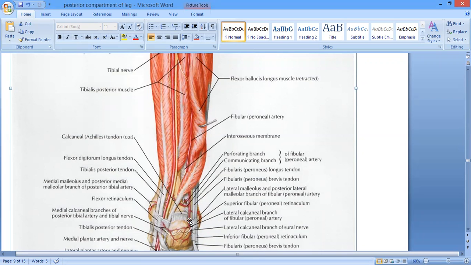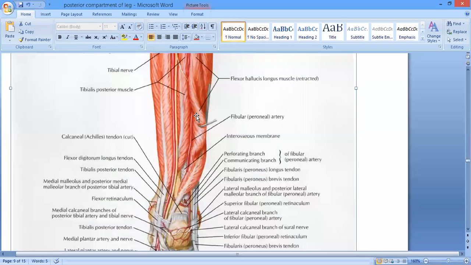It terminates by dividing into a number of lateral calcaneal branches. And of course, these lateral calcaneal branches go towards the lateral aspect of the calcaneum, and supply the skin and the structures of the lateral aspect of the calcaneum, and take part in the anastomosis around the lateral malleolar network.